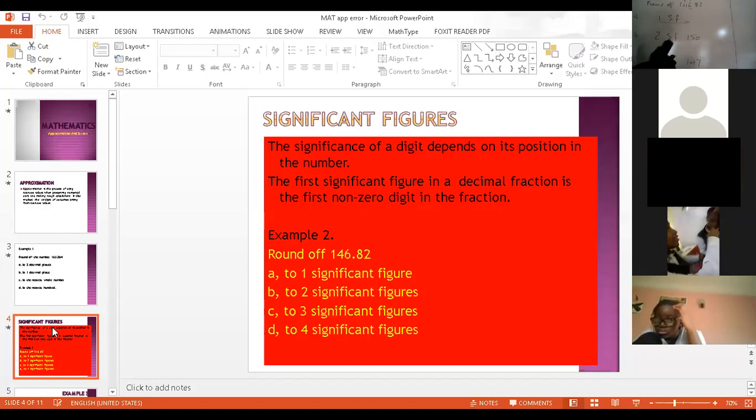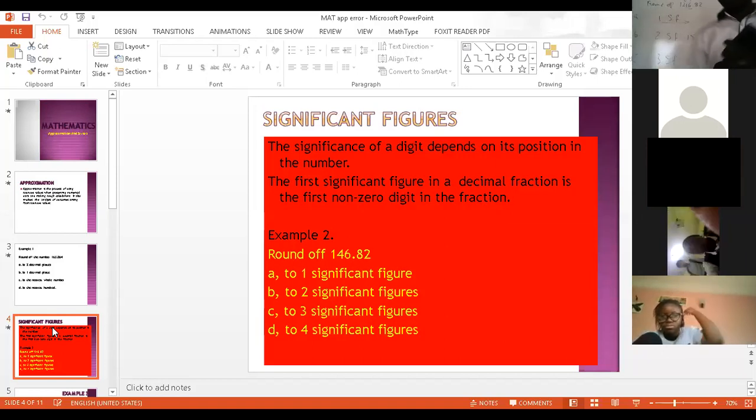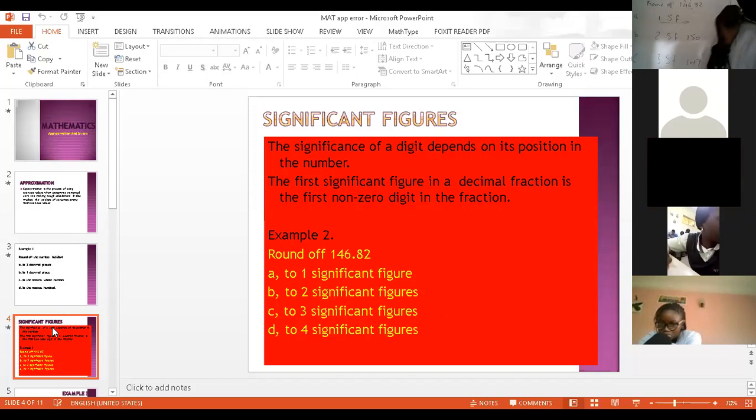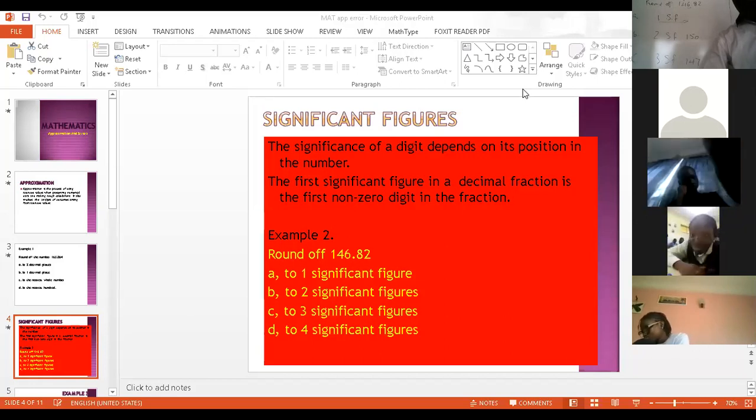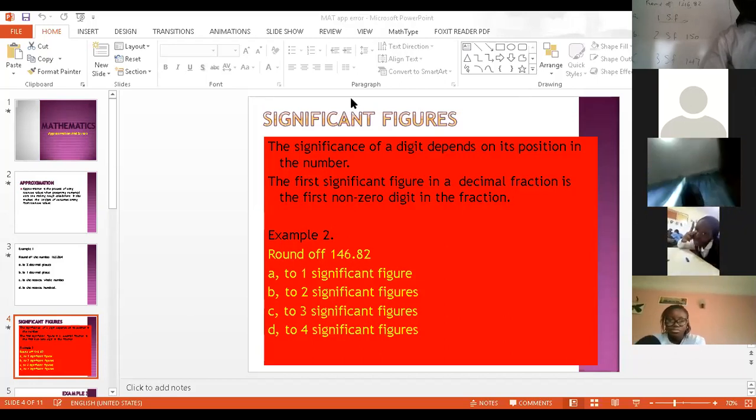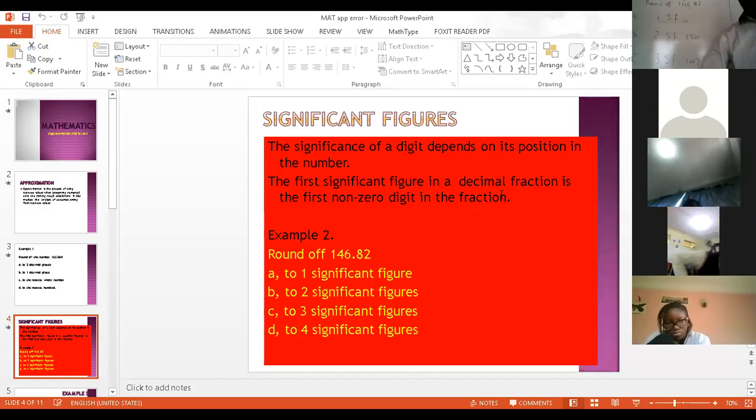Now, I need somebody to tell me what this answer is. You can type it on your chat and display it, or you can flash it. Then I'll see the answer and tell you whether you are right or wrong. Anybody can raise a hand and tell me what the answer to question A is.